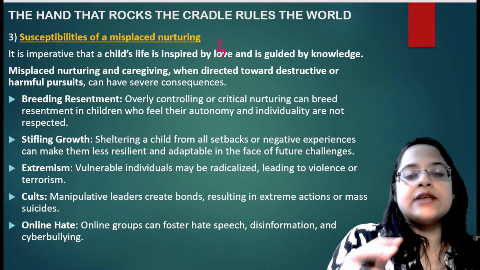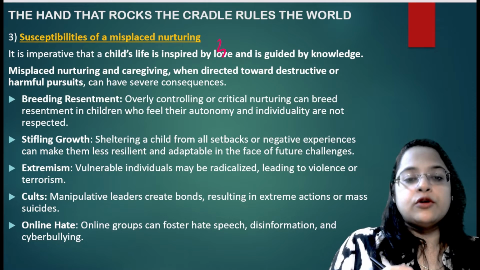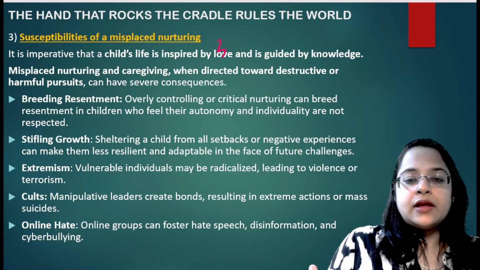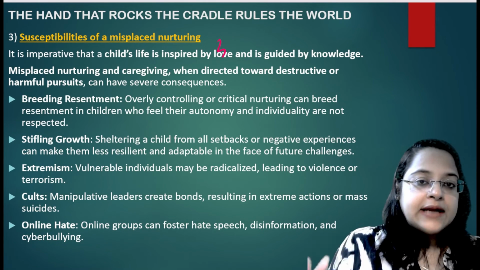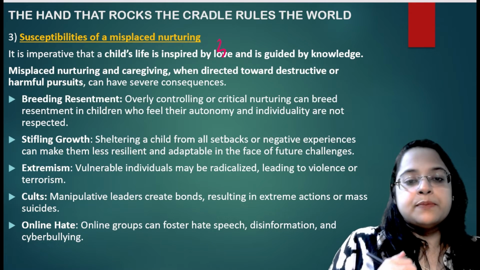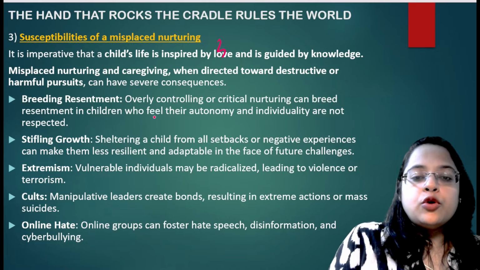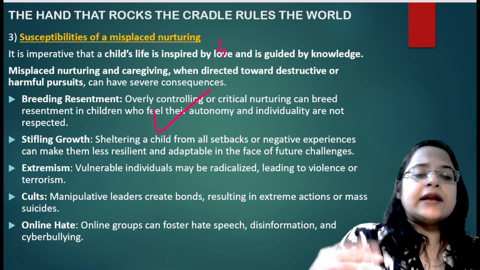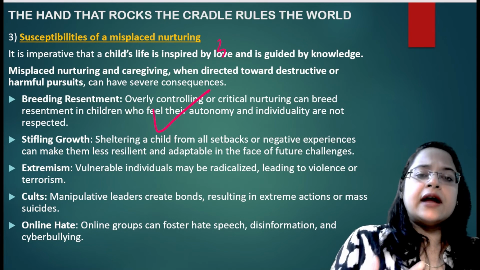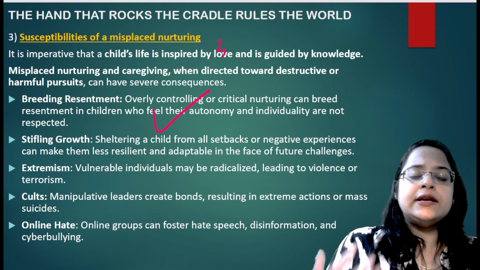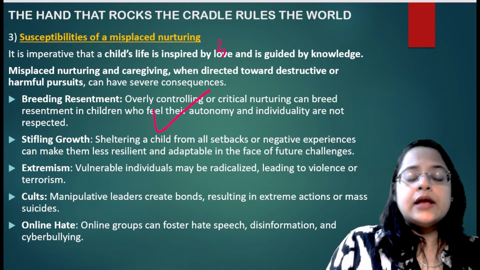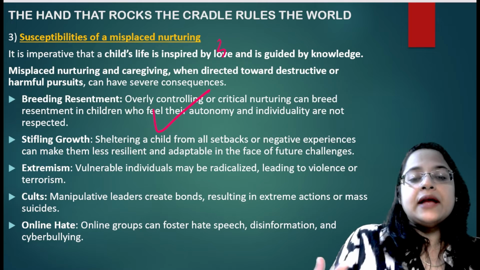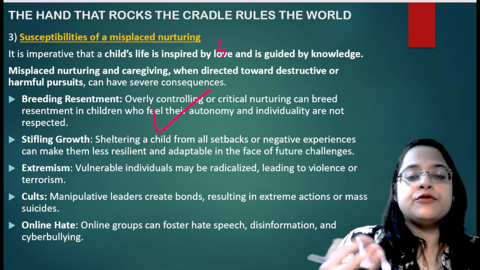So it is important that the child's life is inspired by love and guided by knowledge. But when the nurturing is misplaced, it can be directed towards destructive and harmful pursuits. You can talk of over-controlling of children or over-critical nurturing. That can breed resentment in children who feel that their autonomy, their independence, their individuality are not respected. This way we can also stifle their growth. Okay, so we can make them less resilient and adaptable in the face of future challenges.